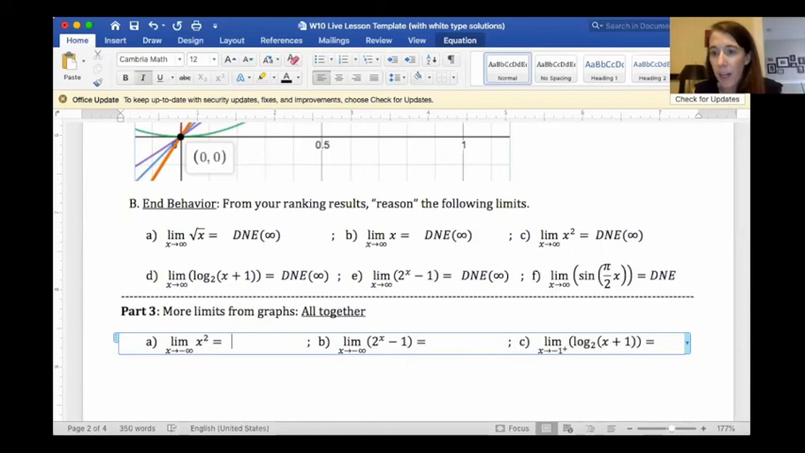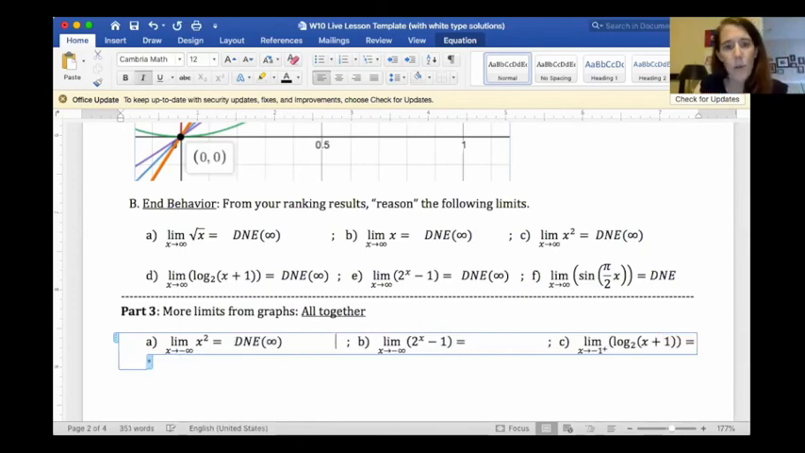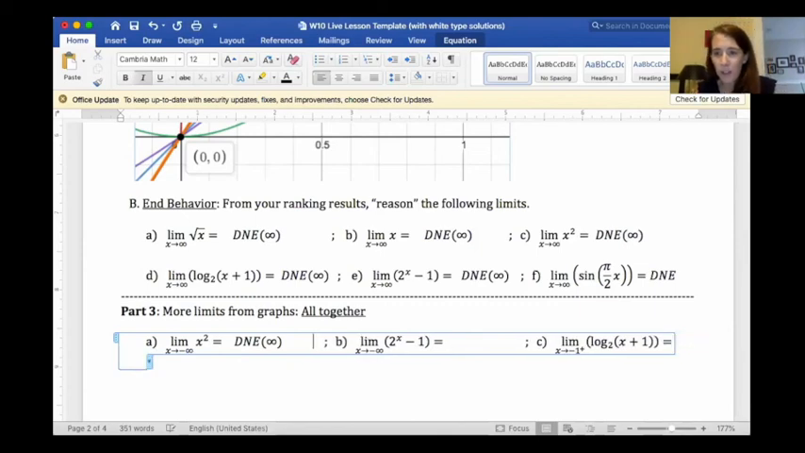Who can I find? Infinity exists, does not exist. Does not exist. Okay, does not exist, infinity. There we go. Copy and paste is a beautiful thing. One of the things my third grader has learned over remote learning, how to copy and paste.